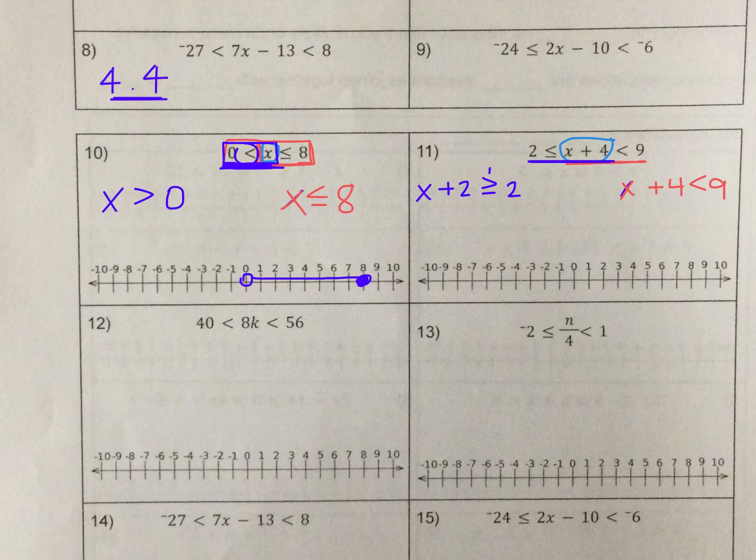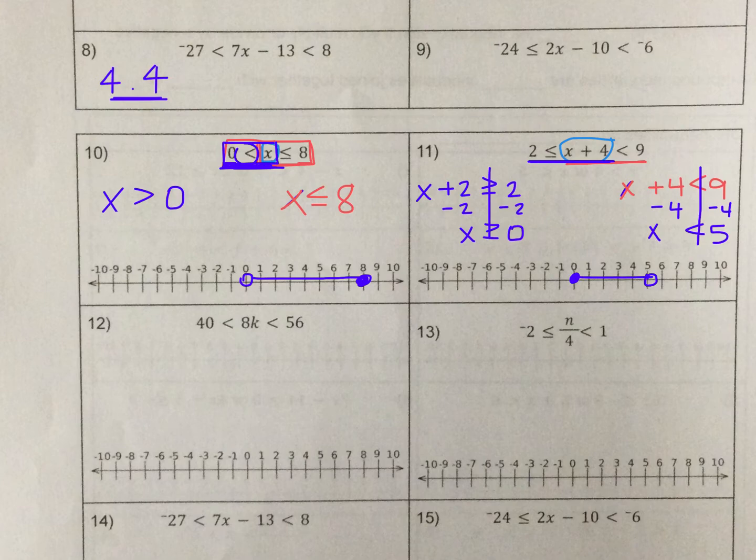Now we just solve it. To get that x alone, I'm going to subtract 2. So I get x is greater than or equal to 0. To get this one alone, I'm going to subtract 4, and I get x is less than 5. So, solid circle on 0, open circle on 5, connect the dots.